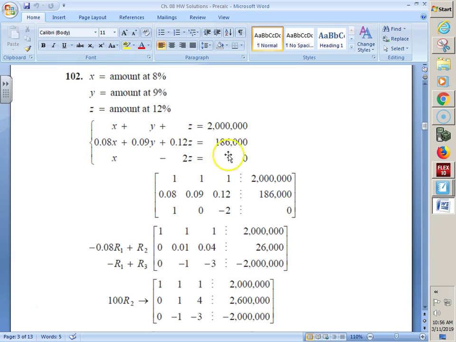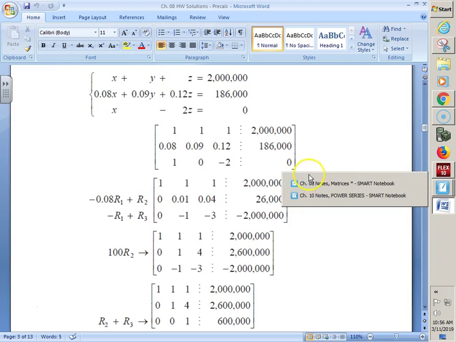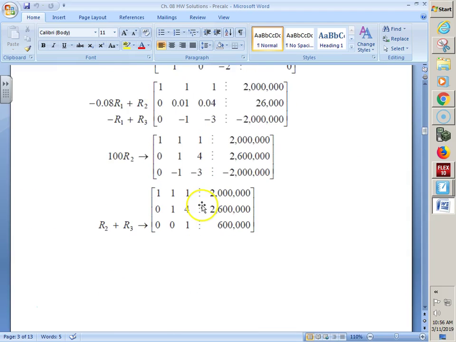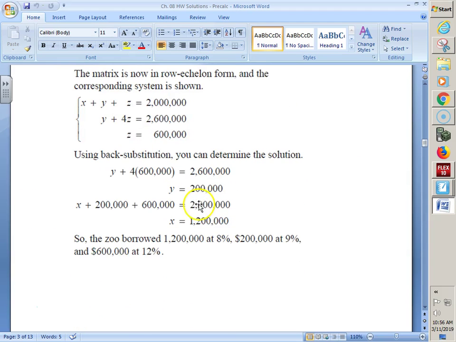You had your interest, they told you, was $186,000. And they said something like the amount in the 12% is double the amount in, or was it backwards? The amount in the 8% is double the amount in the 12%. So you had to make your own equations, get them all moved to one side with your x's and your y's and your z's. And then you had your matrix that you could row reduce to get your final solutions of z is equal to 600,000, y is 200,000, x is 1.2 million.